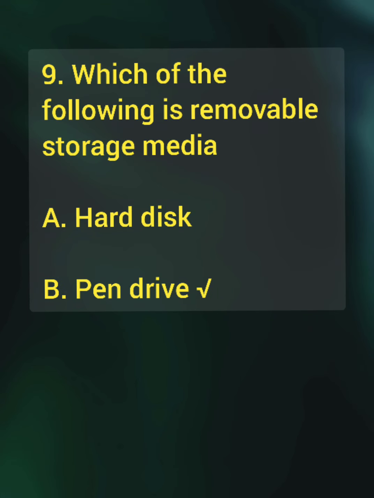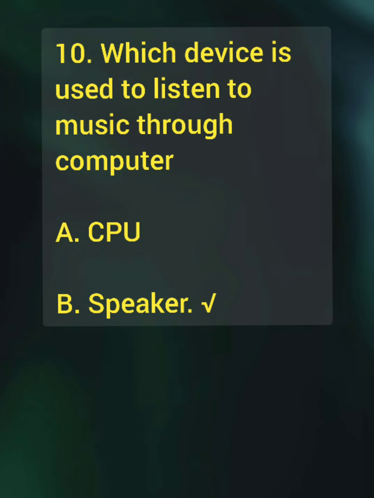Which one of the following is a removable storage media? Option A is hard disk. Option B is pen drive. And the correct option is pen drive. Which device is used to listen to music through computer? CPU is option 1 and option 2 is speaker. The correct answer is speaker.